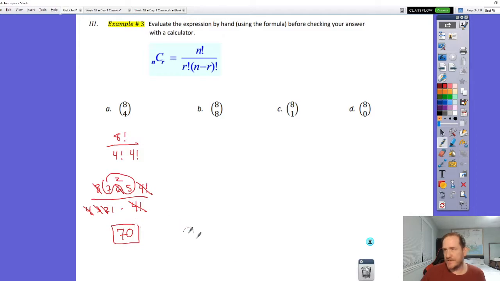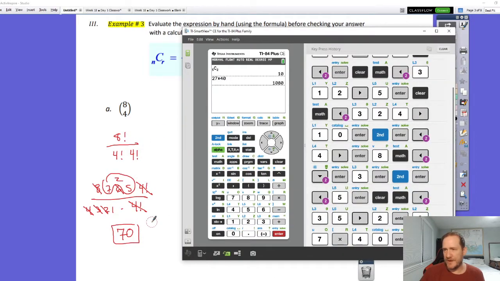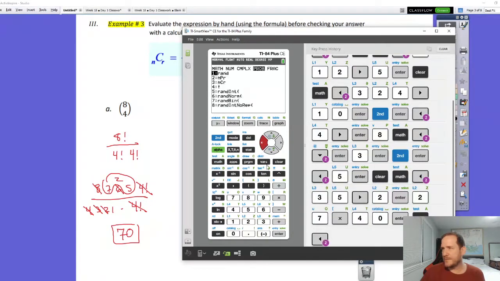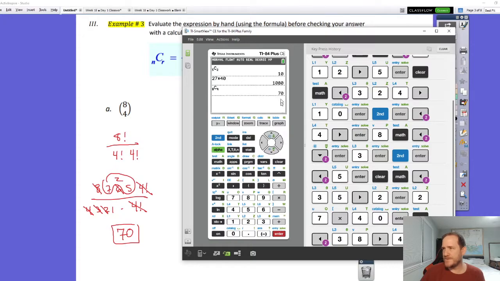So just in case I screwed up, you can check with your calculator. But you got to have the actual work shown by hand. So what are we doing? 8 choose 4. So we go math, probability, option 3. 8 choose 4. It's 70. We got it right.